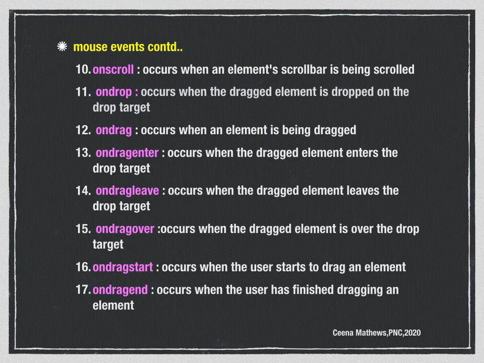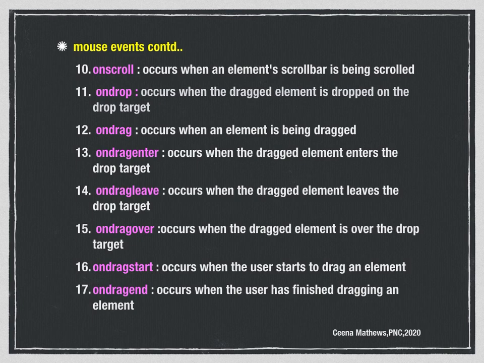On drag enter occurs when the dragged element enters the target. And drag leave occurs when the dragged element leaves the drop target. And the next one is on drag over. This occurs when the dragged element is over the target. If it is over the target position, then in that case this event occurs.